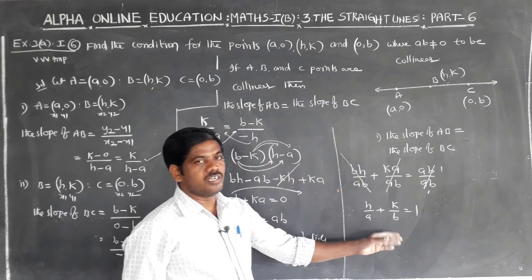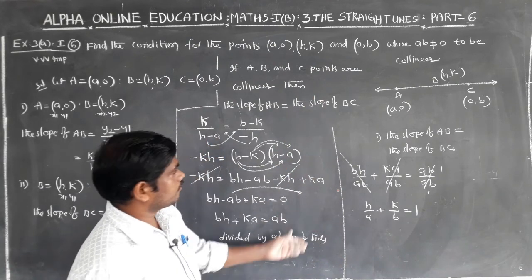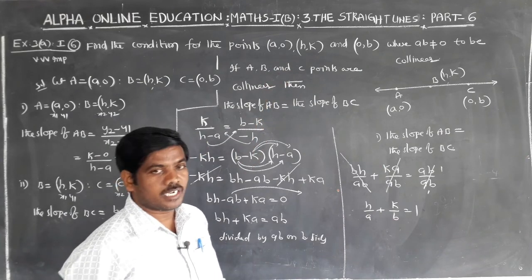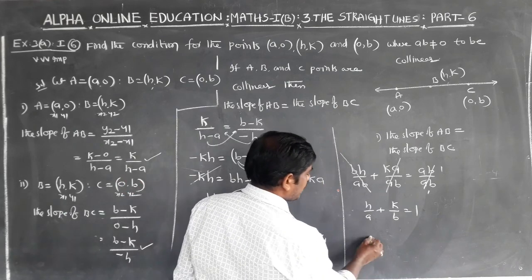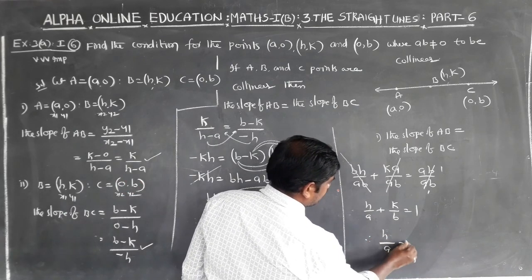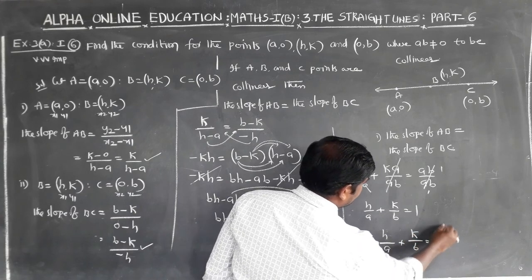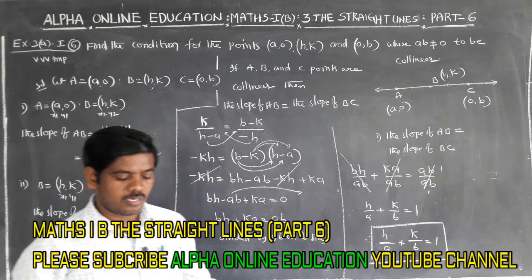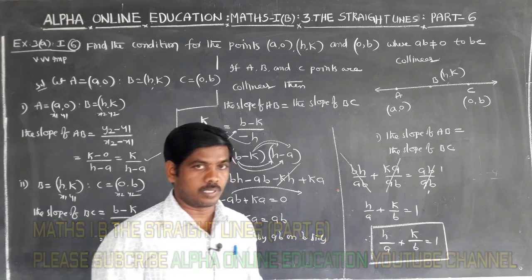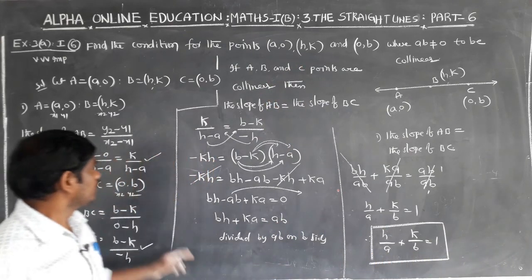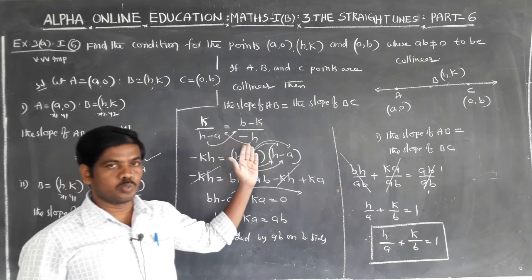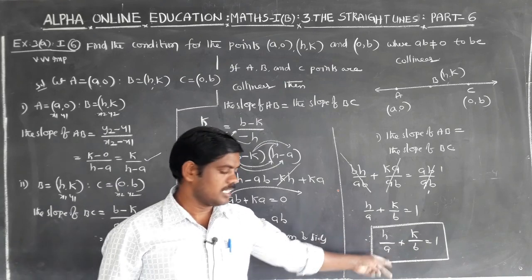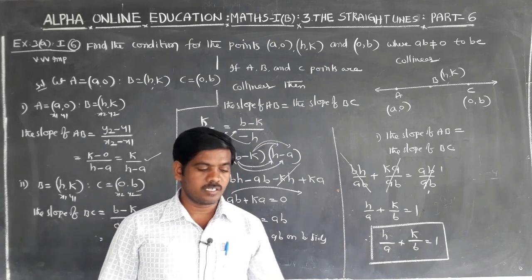This is the condition for the points a comma 0, h comma k and 0 comma b to be collinear. Therefore h by a plus k by b is equal to 1 is the condition. Most important problem. If three points are collinear, the slope of AB is equal to the slope of BC. Equating slopes and simplifying, this is the condition: h by a plus k by b is equal to 1.